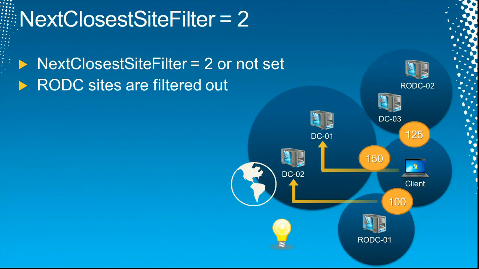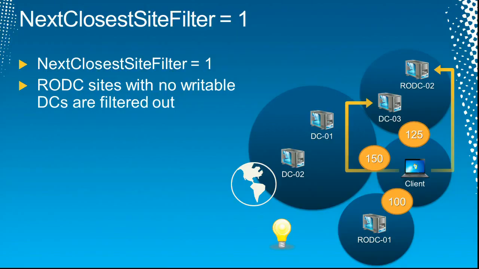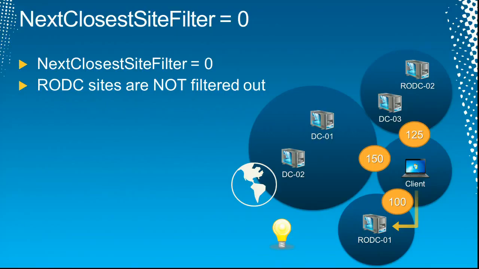Now you can play with that and you can say, I will set it to a specific value to consider sites that have RODCs but at least have one writable DC. So in the case that you have a site that you consider insecure, for example, and it's only RODC covered, then you might want to ignore that one. But if you don't want to ignore any RODC, you say, you know, any RODC is exactly the same as a read-write DC in terms of security and capabilities, then I will just disable the next closest site filter. And you need to disable it because by default, all RODC sites will be ignored.